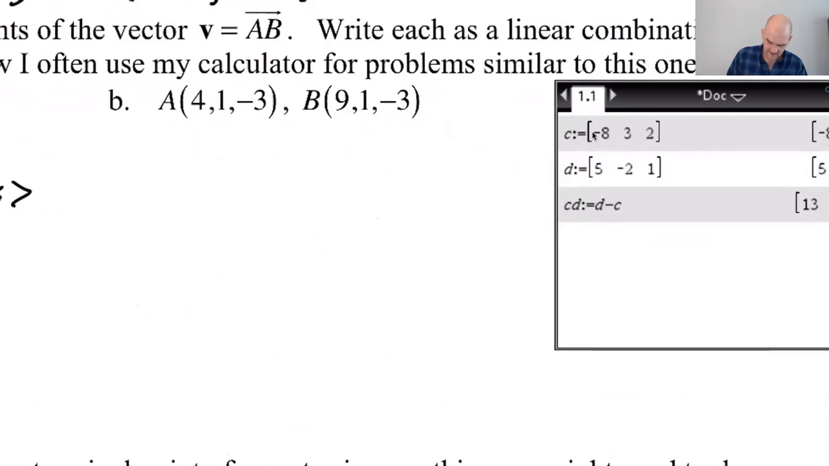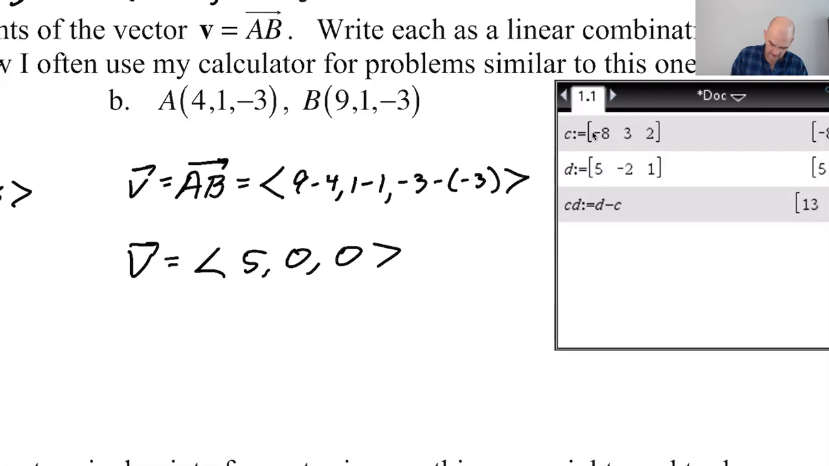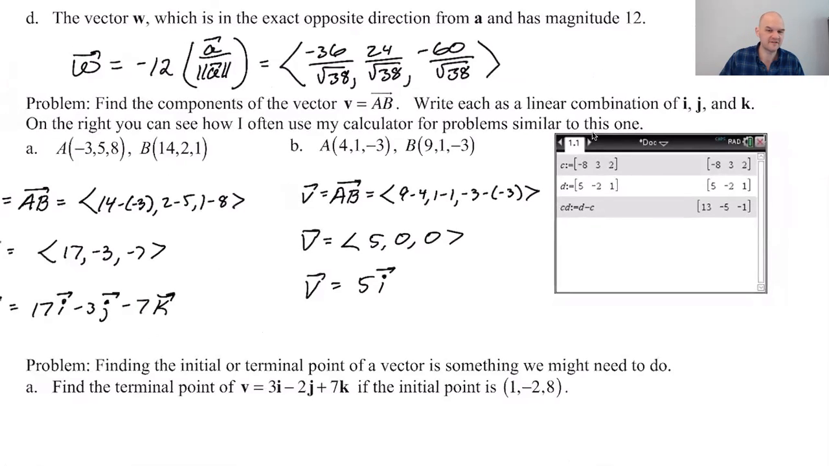And then here, it's the same thing. You need practice, right? So 9 minus 4, 1 minus 1, -3 minus -3. That's kind of interesting. So this vector is 5, 0, 0. So it's just 5i. You have to be really careful when it's just one component. Make sure when it's written in ijk form that you really know which is which.